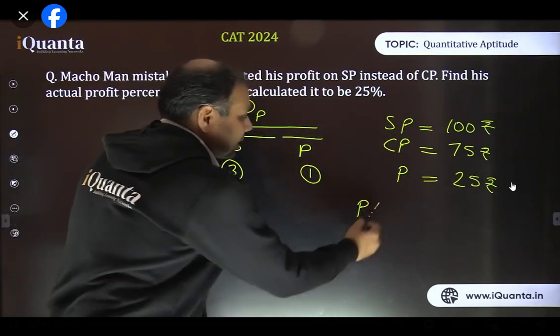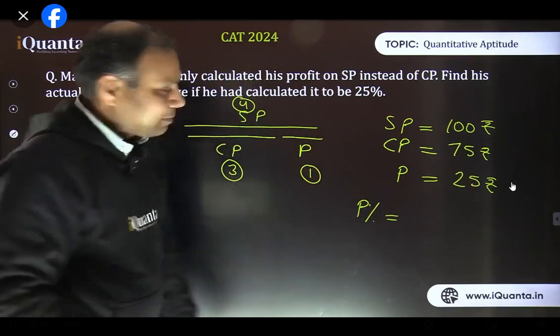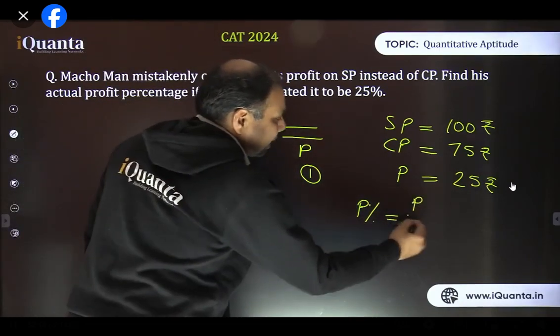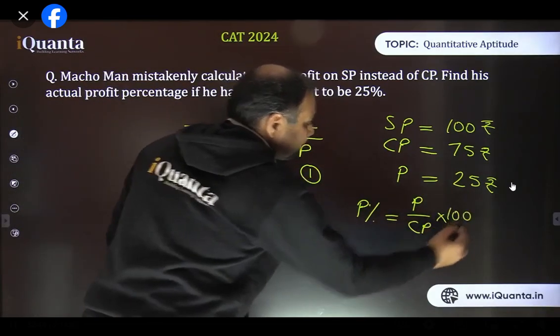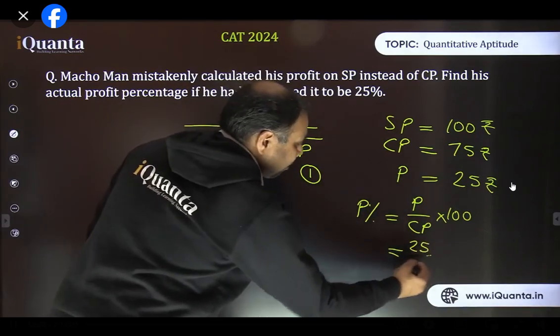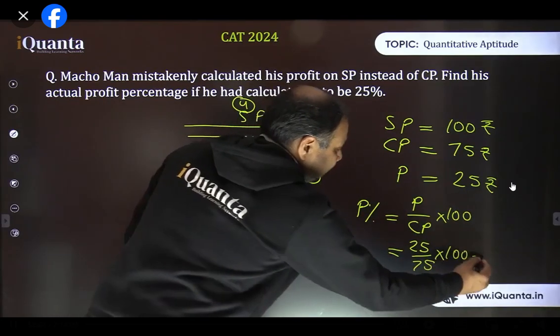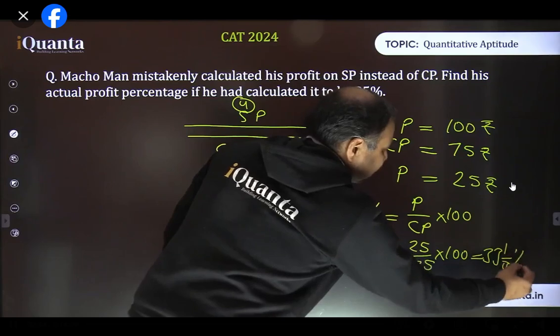So the actual profit percentage by the formula, as I think Gunjan or many others were asking. What is the formula? Profit divided by CP into 100, right? Which is 25 by 75 into 100. That comes out to be 33 1/3%. Fine.